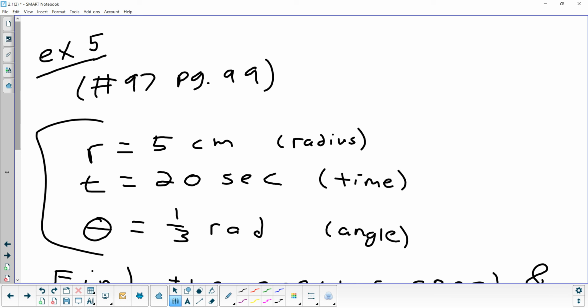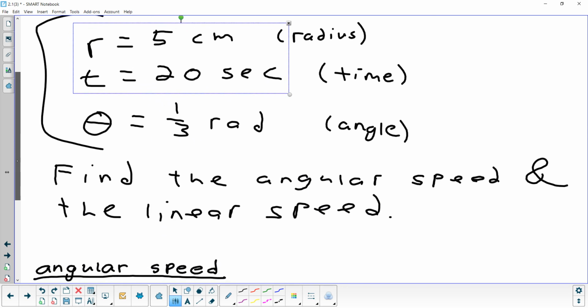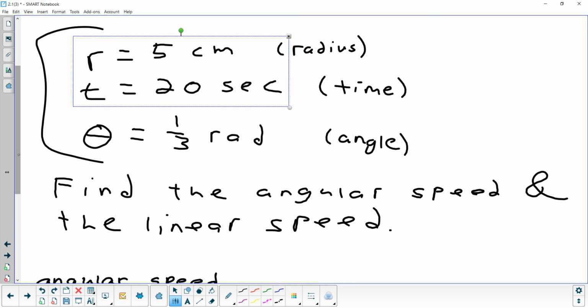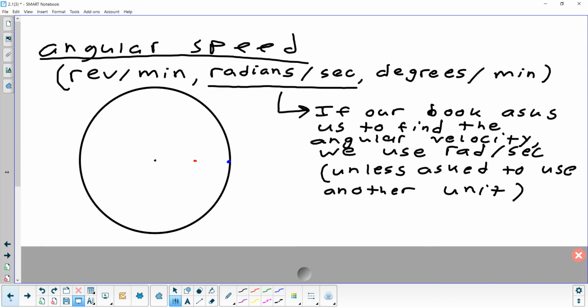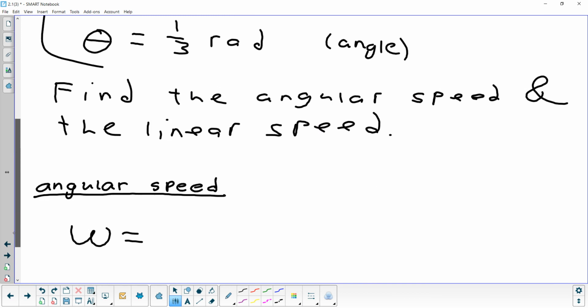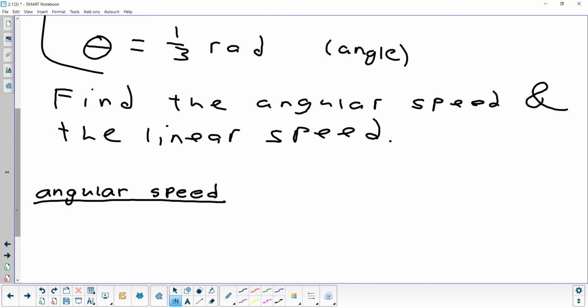So it looks like they're starting me off with angular speed. They're telling me a distance, they're giving me a time, and I can write the angular speed. So it says find the angular speed and the linear speed. Now, I wrote it exactly the way the book did. They didn't say what units to use. They just said find angular speed. That's a very vague question. So, if our book asked us to find angular speed, use radians per second. That's what we're going to use. All right. So remember, speed, whether it's angular or linear, is always distance over time.